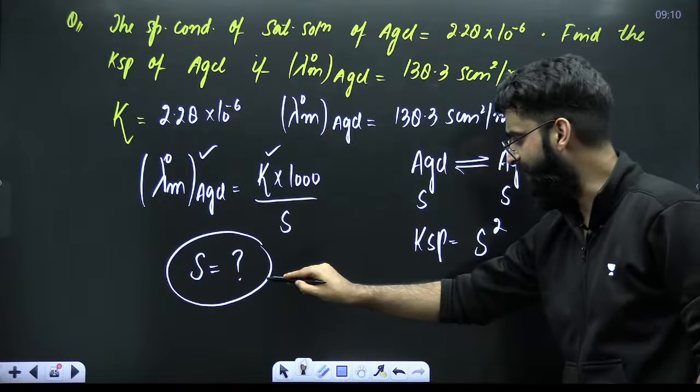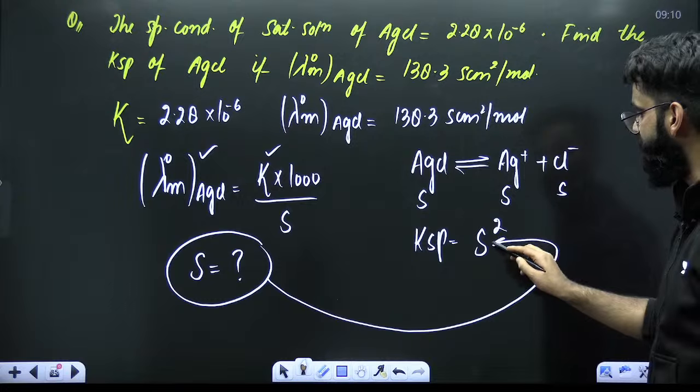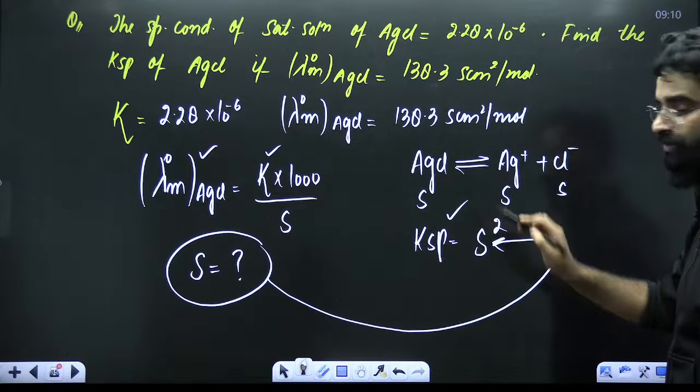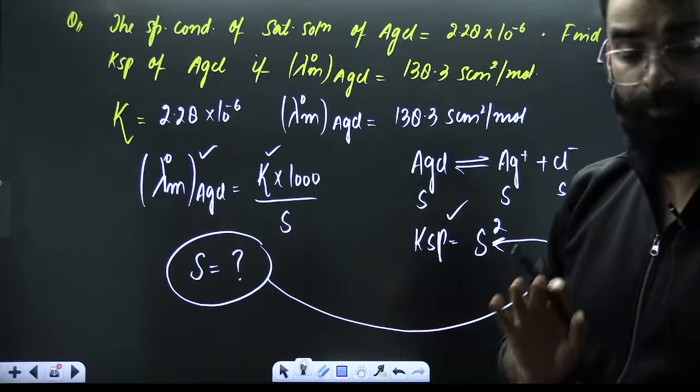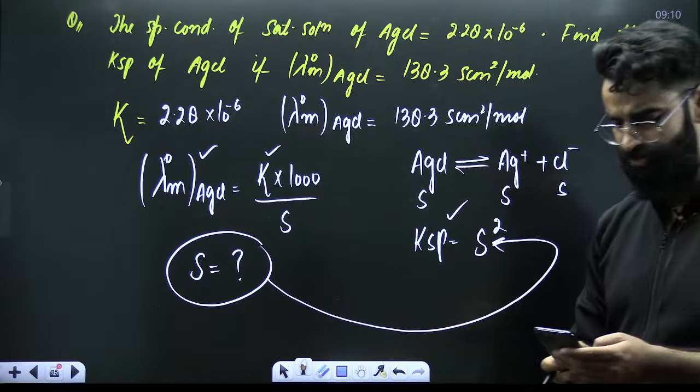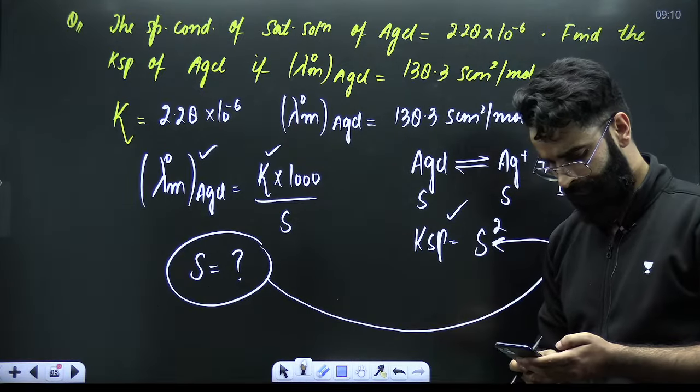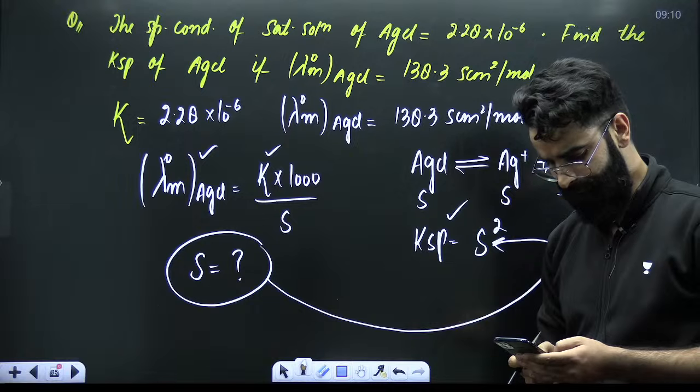S value, you will calculate from here and put the value of S here, and S square will give you the value of Ksp. Done, understood? This is the approach of solving the equation. Then the calculation part, I'm sure you can do on your own. Right? I'm sure you can do that.